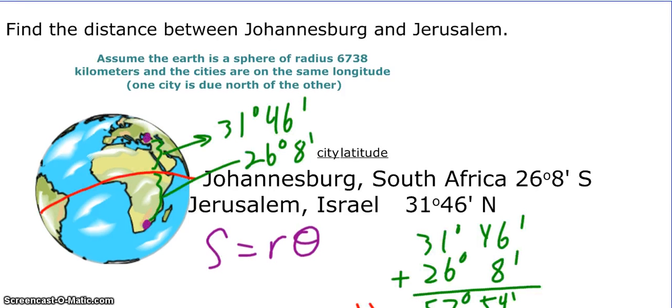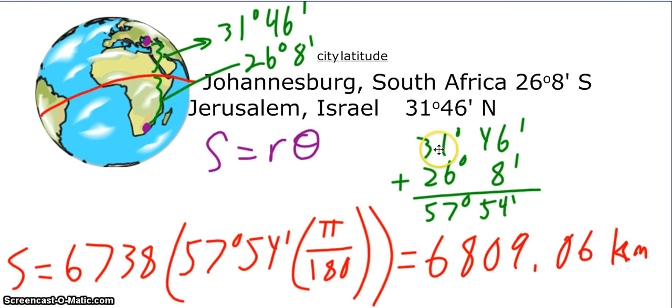Okay, so you can see I did a rough sketch on this globe. It's obviously not to scale, but I drew the equator in here, and I know Johannesburg is south of the equator. That's why it's 26 degrees 8 minutes south, and Jerusalem is north of the equator, so it's 31 degrees 46 minutes north. So the total central angle between those two is going to be the sum of those angles. So 31 degrees 46 minutes plus 26 degrees 8 minutes is 57 degrees 54 minutes.